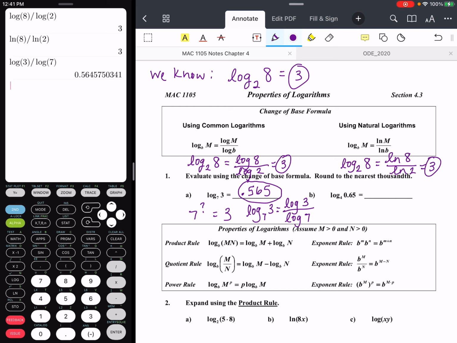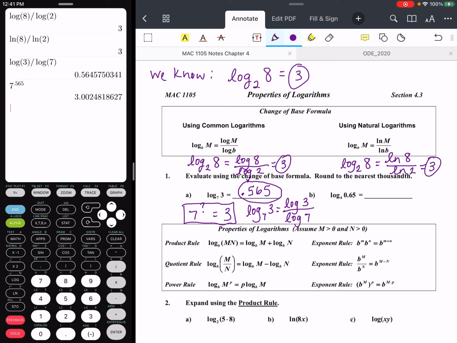And just to show you what that means, if we want to check our result, and this will be off a little bit due to rounding, but if I take my base of 7 and I raise it to the power 0.565 and I hit equals or enter, it should be about 3. And it's 3 and change a little bit because I rounded there.